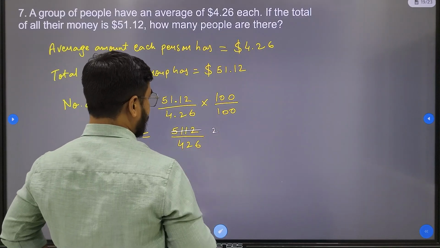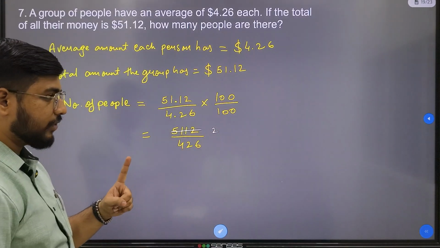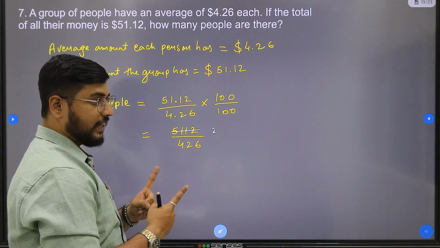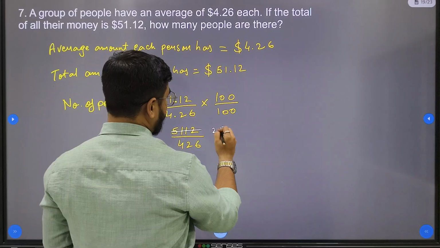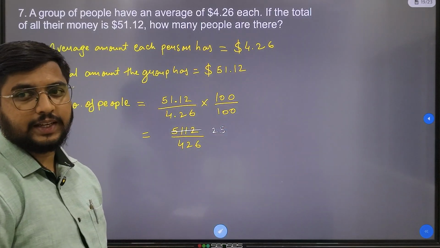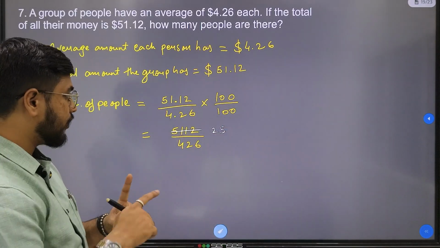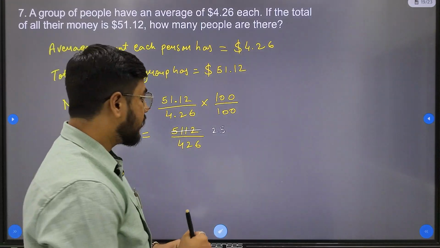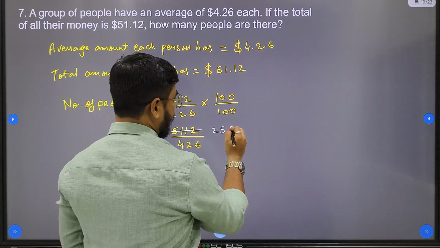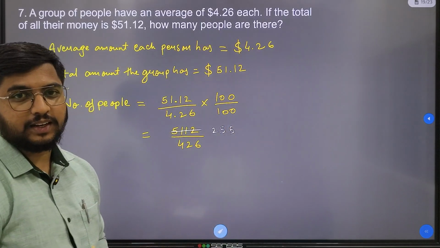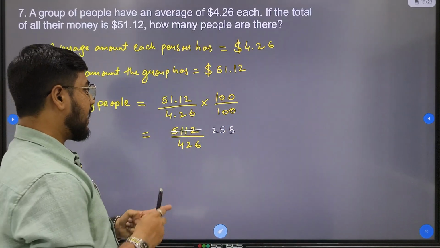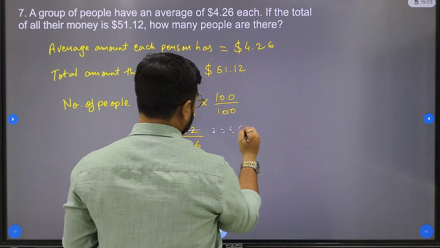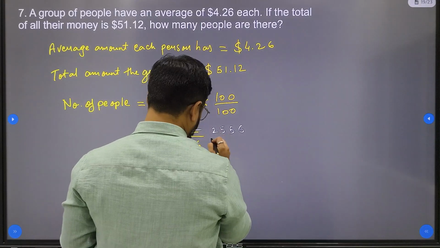Two into 2 is 4, so 1 is left. 5 minus 4 is 1, and the next number is 1, so 11. 2 into 5 is 10. 11 minus 10 is 1, we are again left with 1. Next number is 1 again, so 11. 2 into 5 is 10. 11 minus 10 is again 1, and 1 with a 2, so that is 12. 2 into 6 is 12.